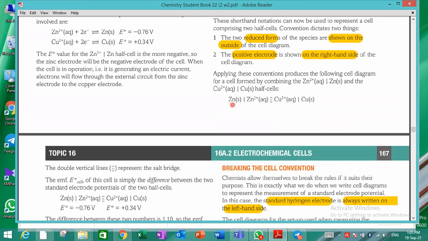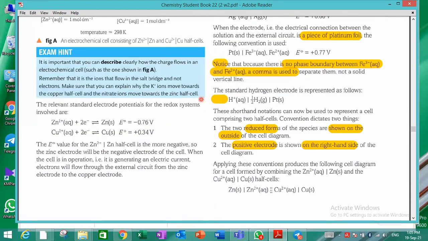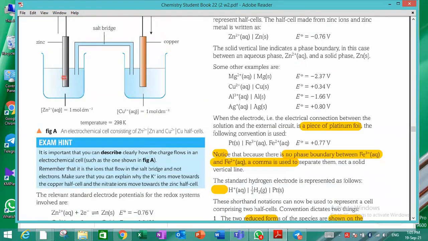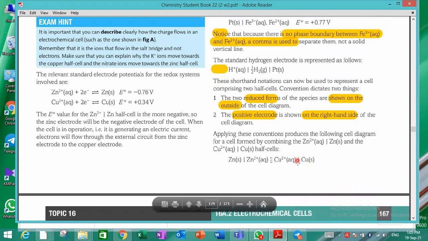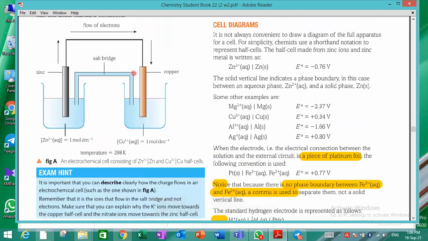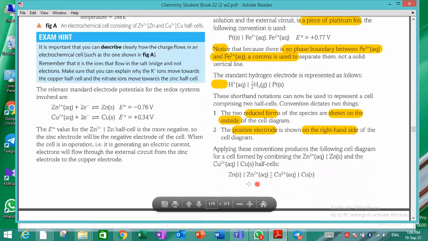Now, here in the zinc metal / zinc ions, it means that there is a phase boundary between the zinc metal and its solutions. And also in case of copper metal with the copper ions, there is a phase boundary. That's why we put these vertical lines. Now, what are these double dotted vertical lines? It means the salt bridge. When we put double vertical dotted lines, it represents the salt bridge between the two half cells.